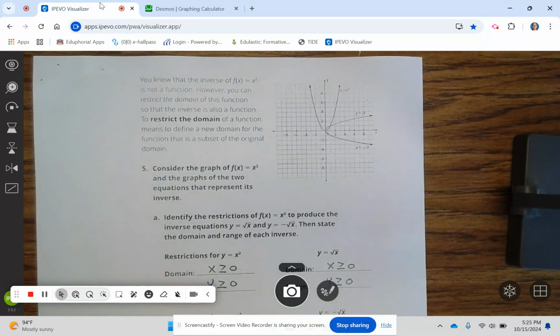You know that the inverse of f(x) equals x squared is not a function. However, you can restrict the domain of this function so that the inverse is also a function. To restrict the domain of a function means to define a new domain for the function that is a subset of the original domain.